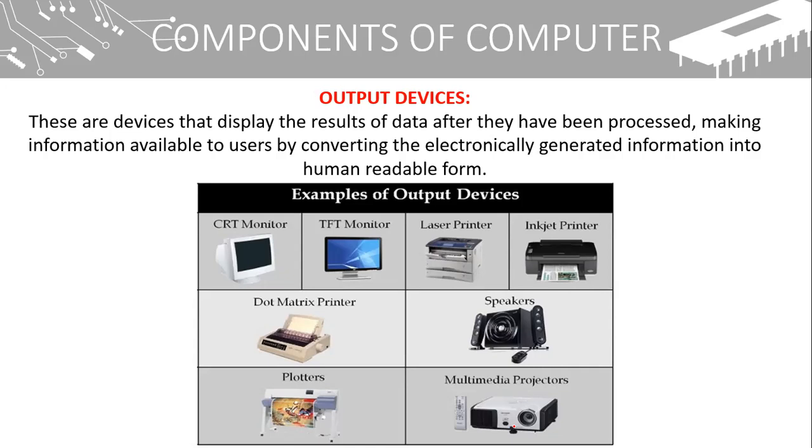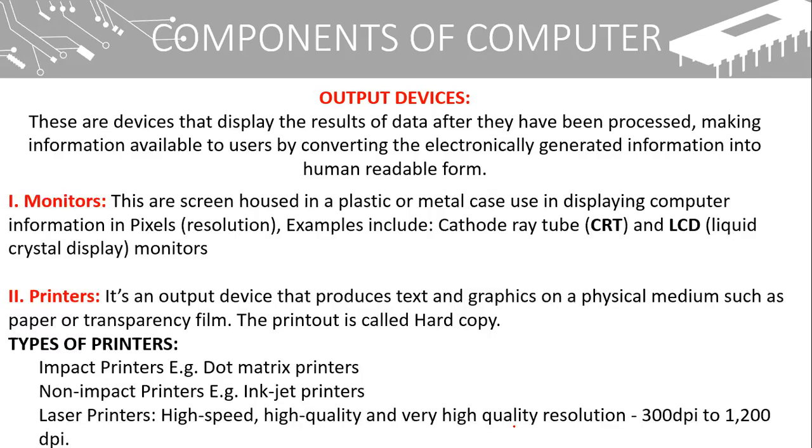So now see the examples of the output devices. We have what you know as the CRT monitor, the TFT monitor, the laser printer, the inkjet printer, the dot matrix printer, the speaker. We also have the plotters. You also have what's known as the multimedia projectors. As I said earlier, there are assignments for you, so that whenever we are discussing in our next class, you tell us the functions of these, where they are used, and what their differences are.